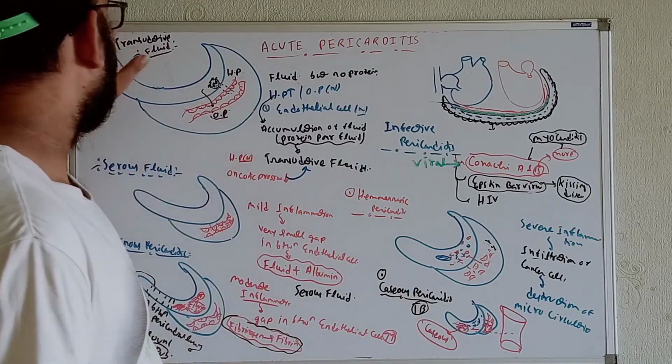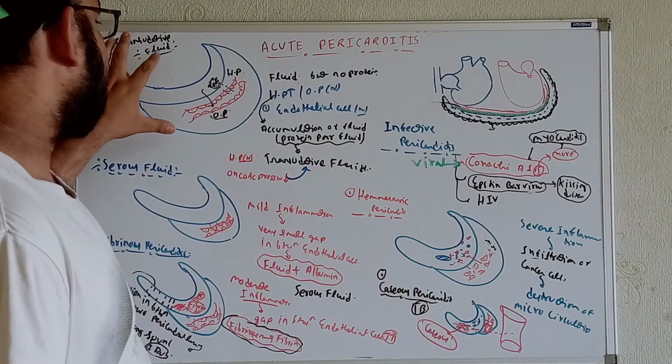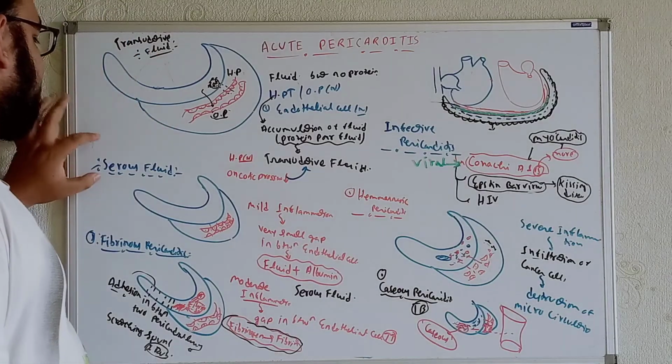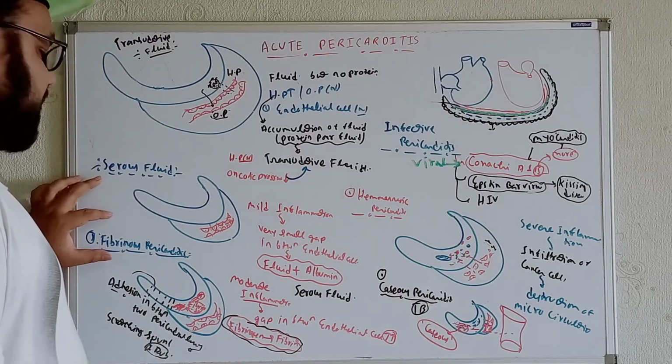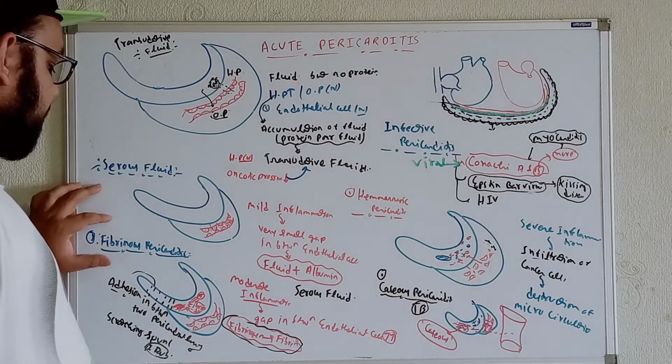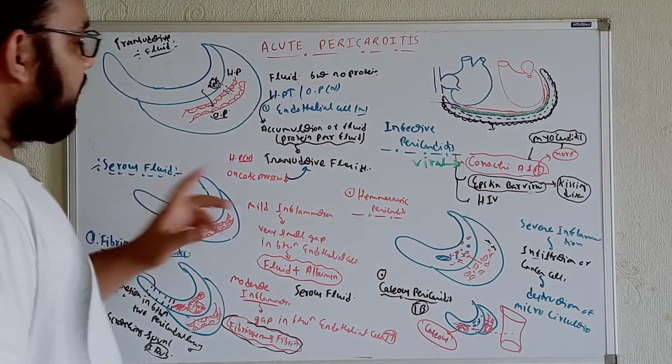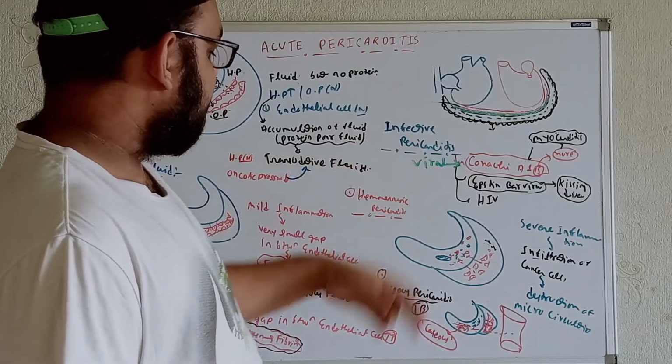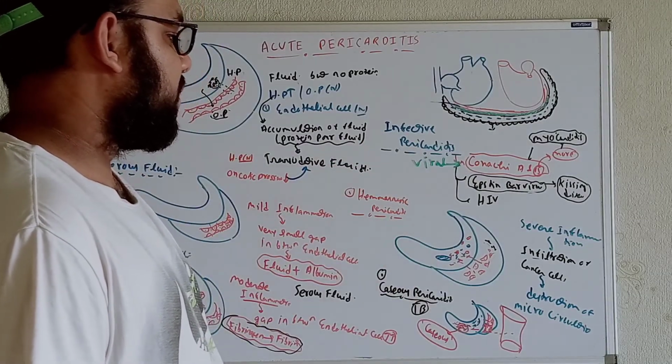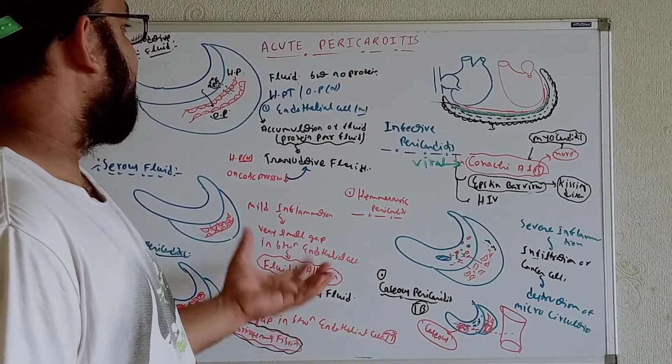Okay, so we'll get the transudative fluid over here, for that we can develop the pericarditis. We can get the serous fluid. We can get the fibrinous, fibrinogen protein that will come over here. For that we can get the hemorrhagic things. We can get also the caseous, that means in terms of the tuberculosis. So this was all about the acute pericarditis.